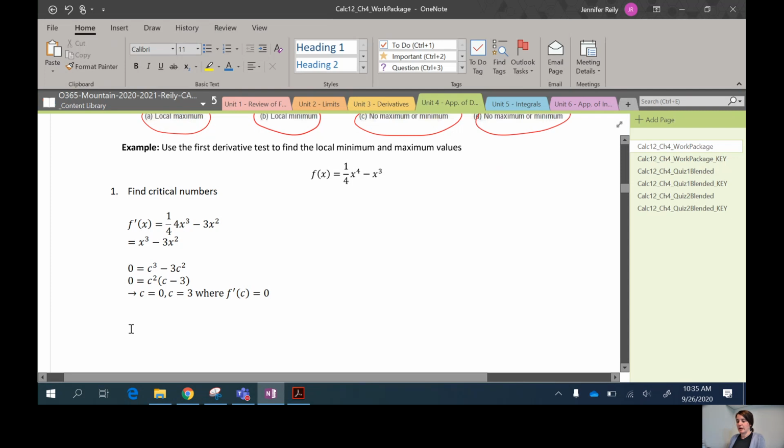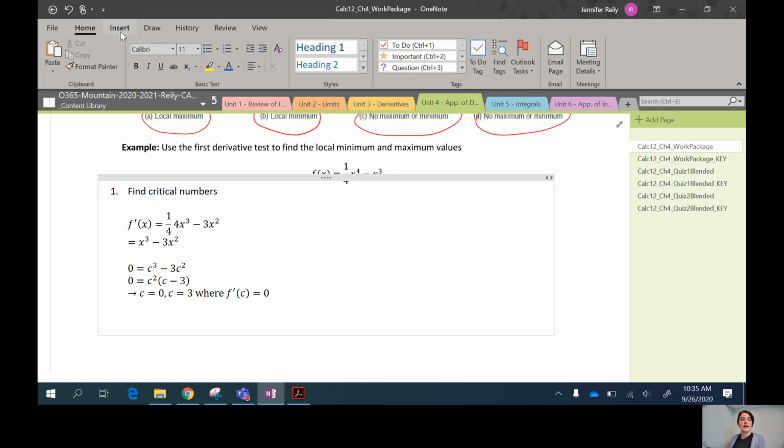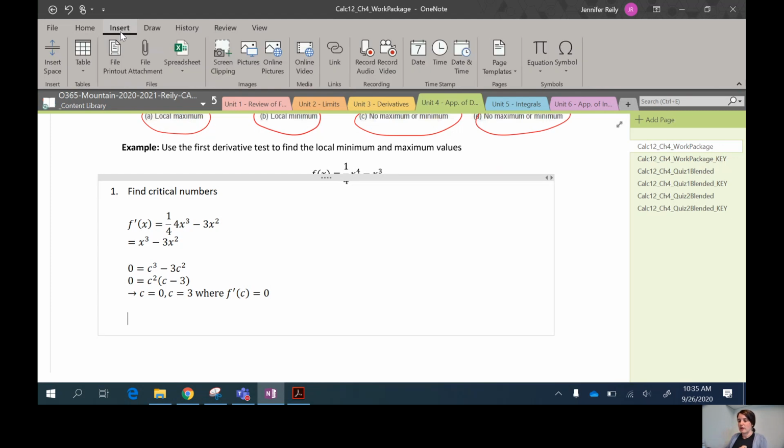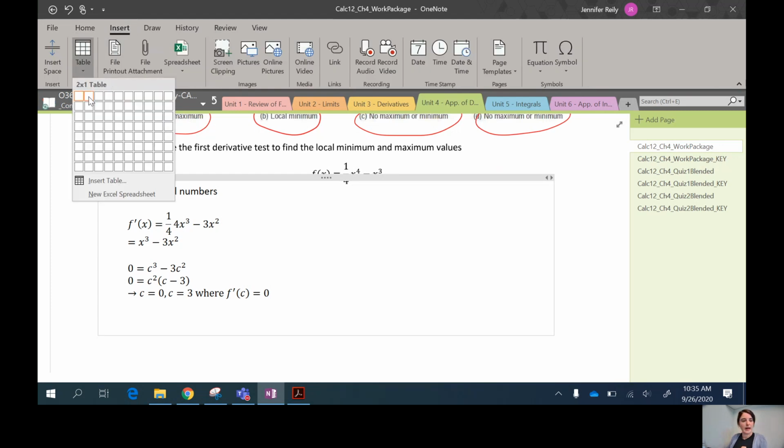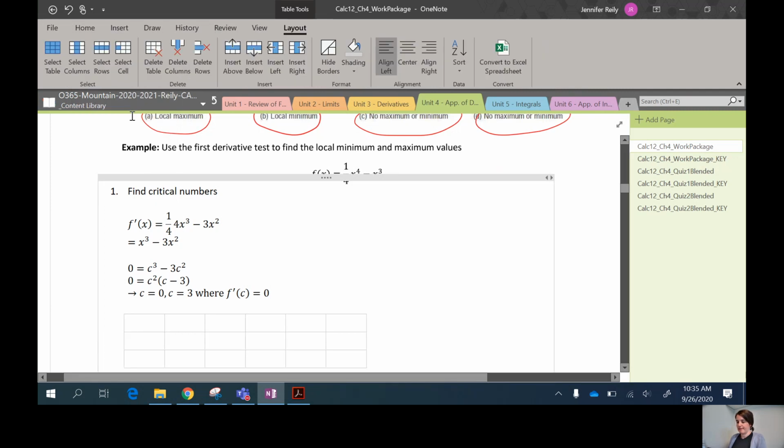Okay, next thing we're going to do is the actual derivative test. Now, to set up the derivative test, a nice, easy, clean way to do that is to make a table. We're going to be interested in 2 points and also the derivatives surrounding those 2 points. So my table, I'm going to make it 1, 2, 3, 4, 5, 6 columns long. You'll see why in a second, and 3 rows deep.